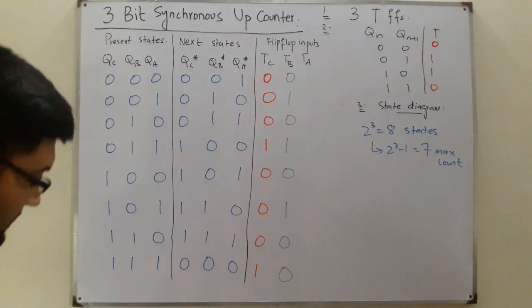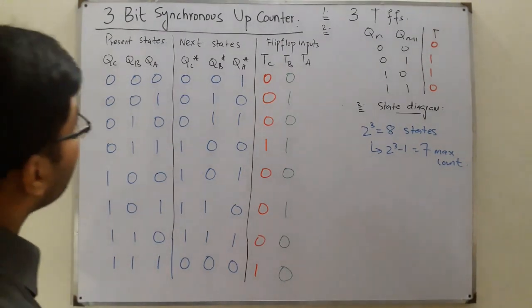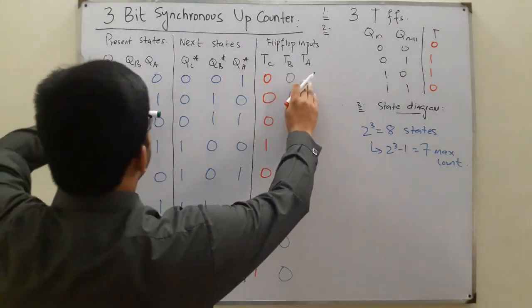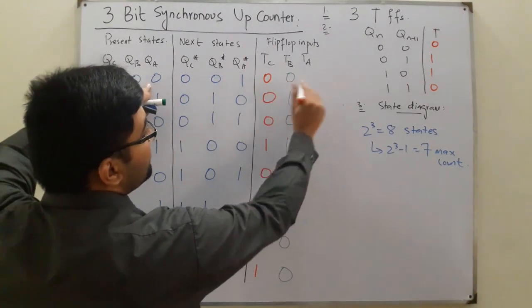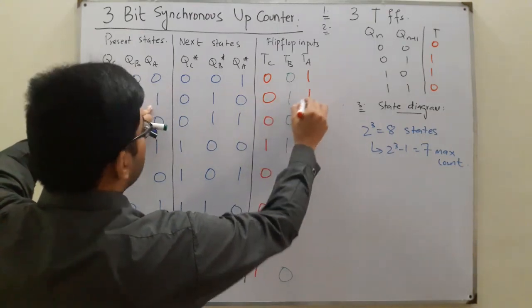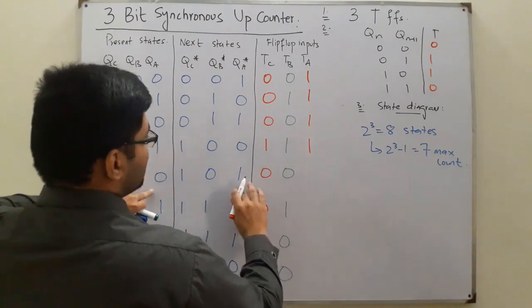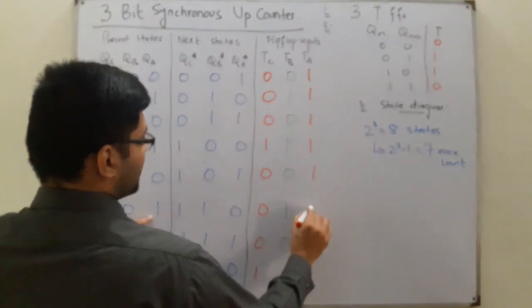Fine. Now for TA, finally, have a look for QA and QA bar. 01 is a 1. Right? 10 is a 1. 01 is a 1 again. 10 is a 1 again, and so on, every entry is a 1.